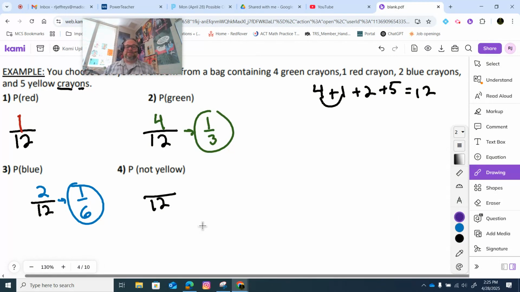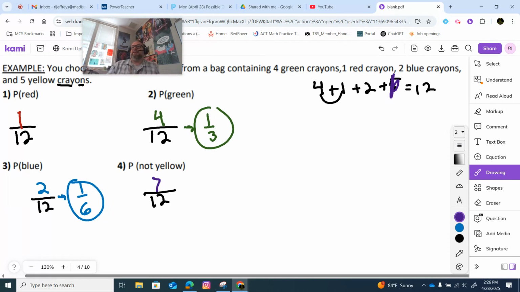Well, let's see. There's only 5 of the yellows, okay? So if there's 5 of the yellows, there's 12 total. How many of them are not yellow? 7. Yeah, we don't want the yellow ones.